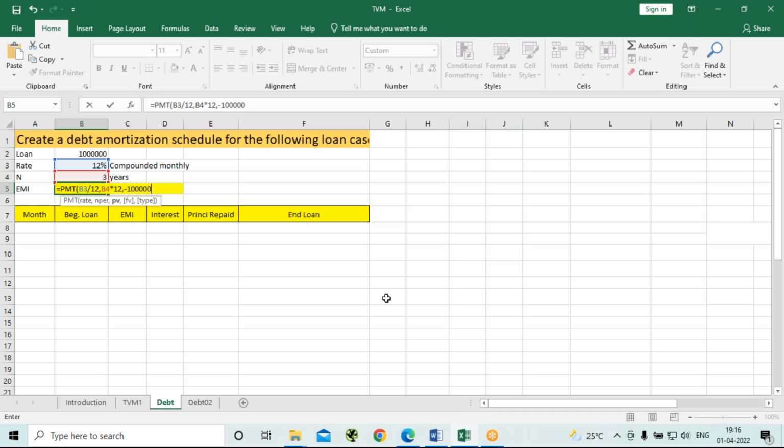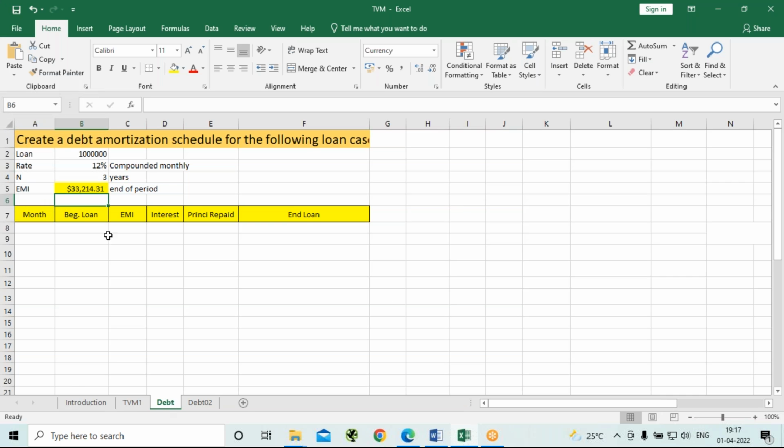how much it is, 10 lakh, minus 10 lakh, comma, the FV value is 0, comma, 0. It says end of period only. Enter. So the EMI calculated here is 33,214 rupees 31 paise.